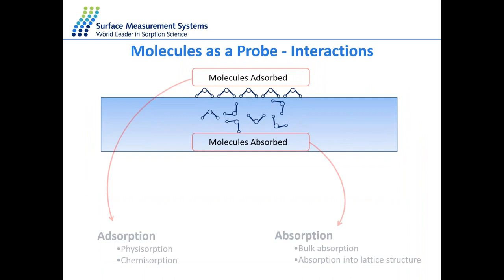So more specifically, we are going to talk about two phenomena, which are adsorption and absorption. Adsorption is usually related to two phenomena, which are physisorption and chemisorption. And absorption is obviously through the bulk of the material. So bulk absorption or absorption into the lattice structure is usually what relates to that part of the process.